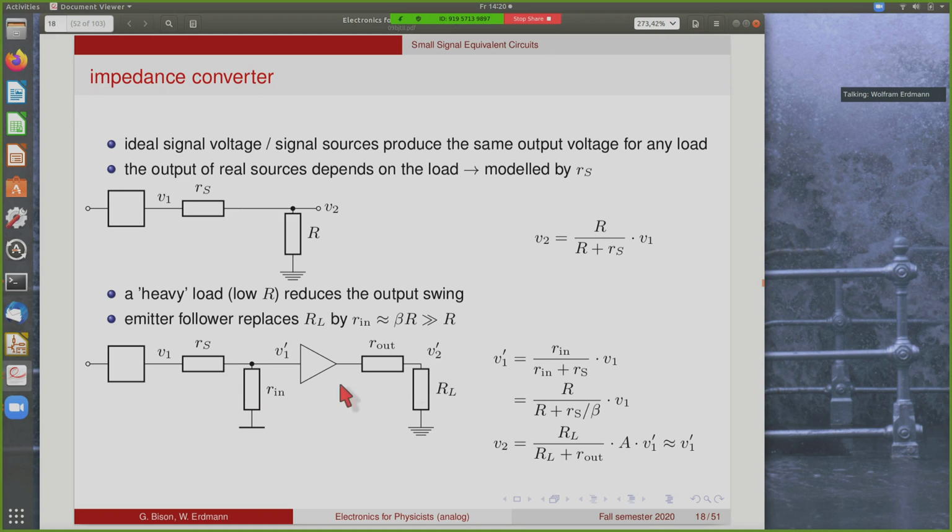So the total gain, of course, is the product of the divider at the input, the internal amplification, and the divider at the output, which you can determine with the small signal parameters that we've calculated using the small signal equivalent circuit of the transistors.